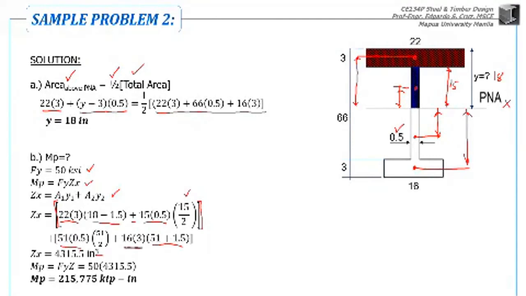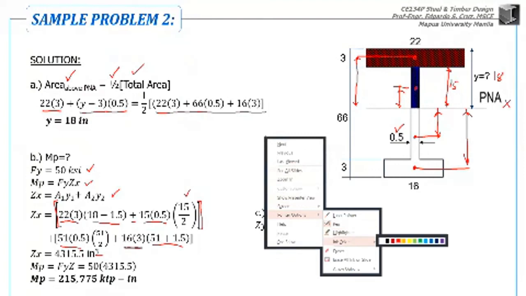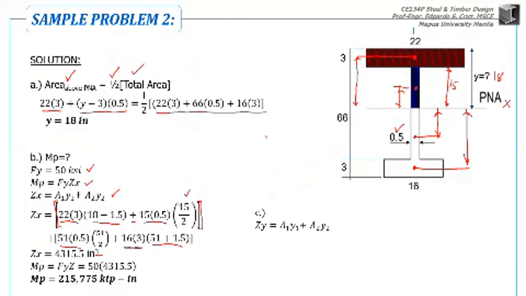Now, for letter C, yung Zy naman. Okay, Zy. Ang Zy again is we have to define first kung nasaan yung PNA about Y. So, ang PNA about Y is ito. Kasi because of the symmetry, madaling malaman natin yung location ng PNA about Y-axis. Ano yung A1, Y1 dito pagka sa Zy? Yung A1, that is the area to the left side of the PNA about Y. So ano yun? Yung kalahati ng red sa taas, kalahati ng web, kalahati ng flange sa baba.